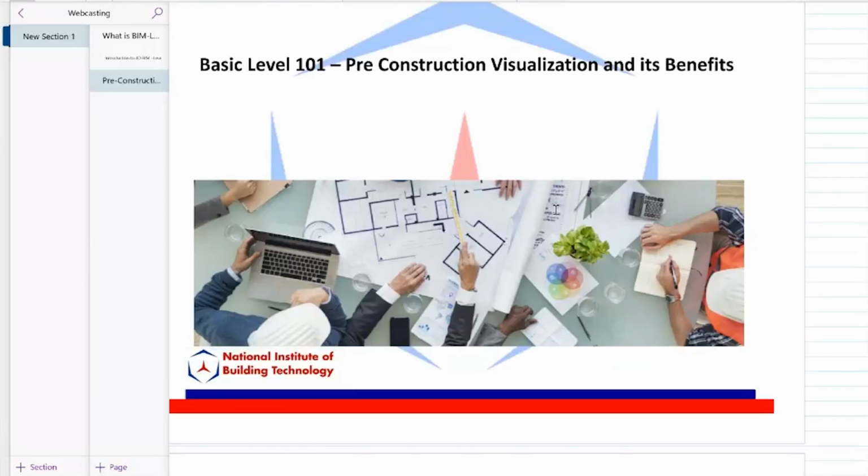Obviously, that's what we're doing. Swapnil is asking, where can I learn BIM in India? It's obviously our institution, the National Institute of Building Technology, that I would recommend. There is no doubt.